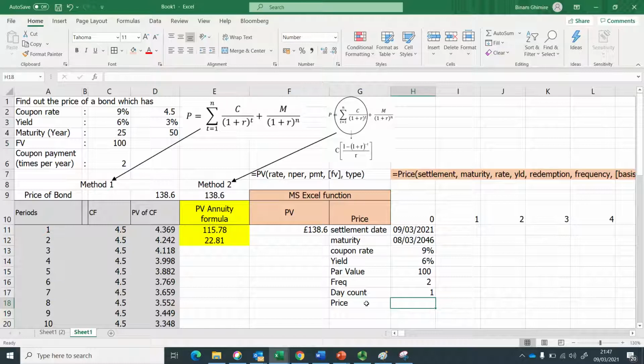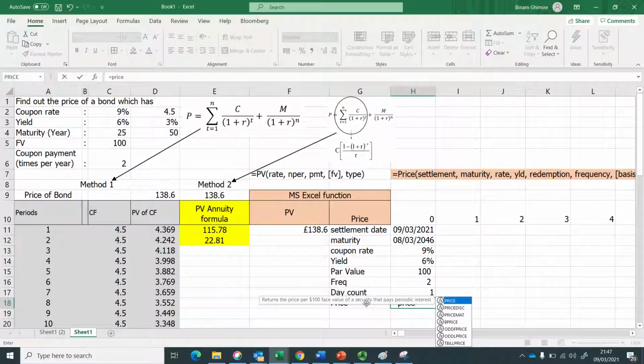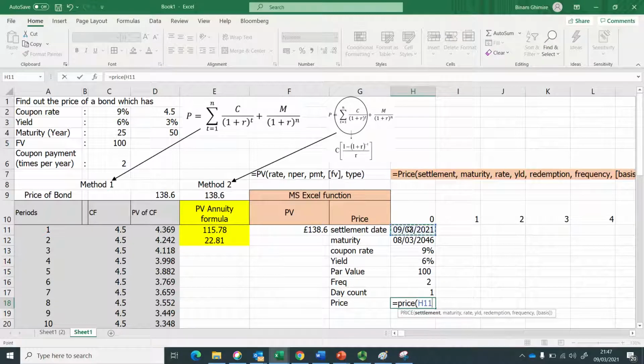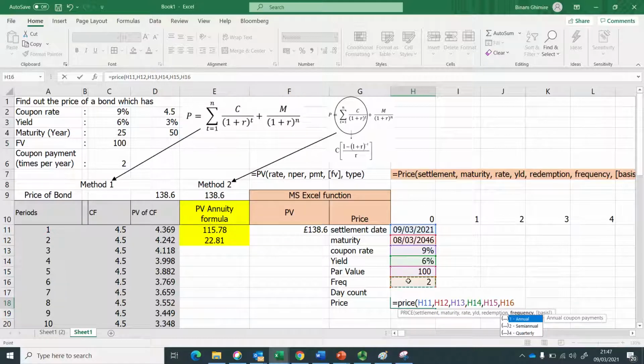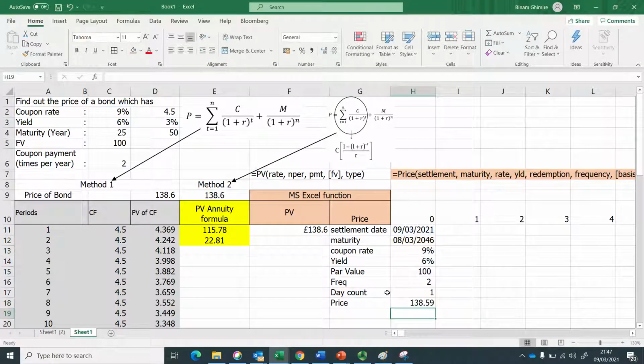Now you just start finding out the price. So equal price, open bracket, the settlement date, which is basically the date when you exchange the bond and pay the price, comma, the maturity date, comma, coupon, comma, yield, comma, par value, comma, frequency, and then comma, you got the day count, which is here. So close bracket, and you get the same 138.59. I think I was saying 138.6. So that's what I have done.